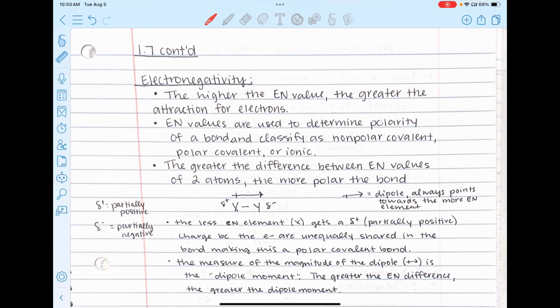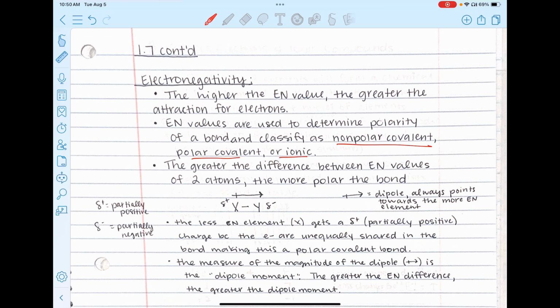So electronegativity is the tendency of an atom to attract electrons in a bond. And the higher the electronegativity value, the greater the attraction for electrons. Okay? So we use these values to determine polarity of a bond. This will come into play in future units significantly. So we use these values to classify these bonds as either nonpolar covalent, polar covalent, or ionic bonds.